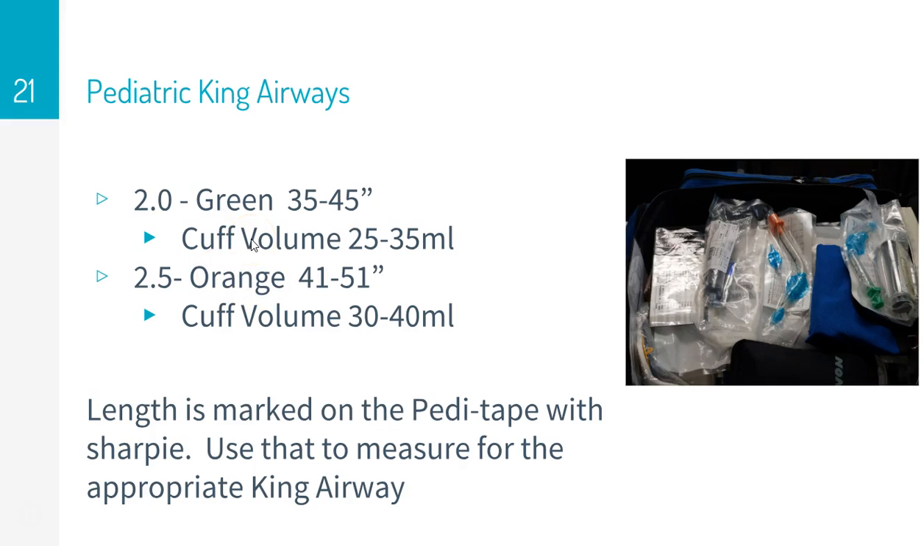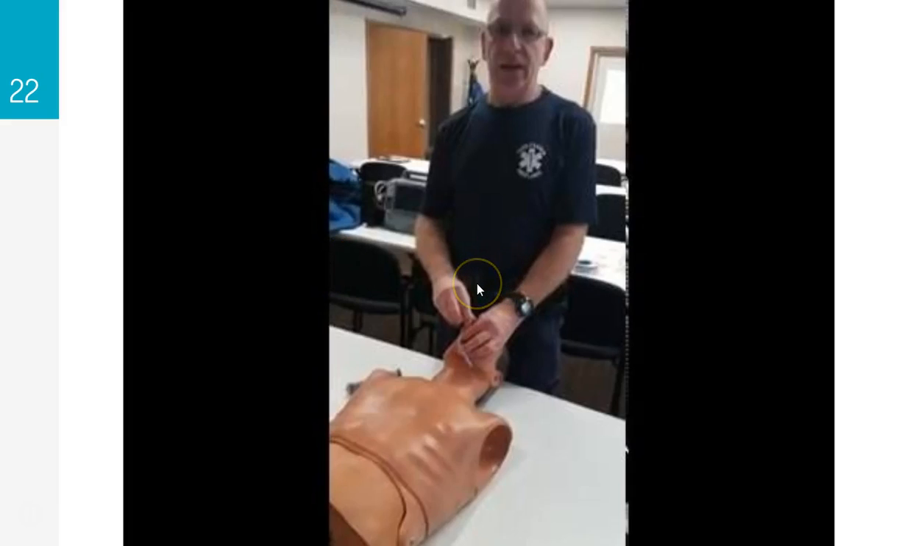Each has its own cuff volume that is listed on the actual airway packets as well as on the Pediatape. So for our 2.0 airway, or our green airway, we're looking at 25 to 35 milliliters, and then for our orange or 2.5 airway, a 30 to 40 milliliter cuff volume is what we're going to be putting into that cuff. Once again, check the Pediatape so you can find the correct airway that you're going to be grabbing. And here's Dean for a refresher on how to place that airway.